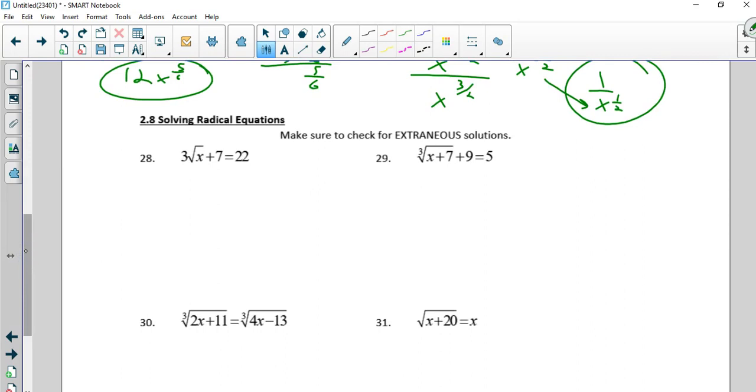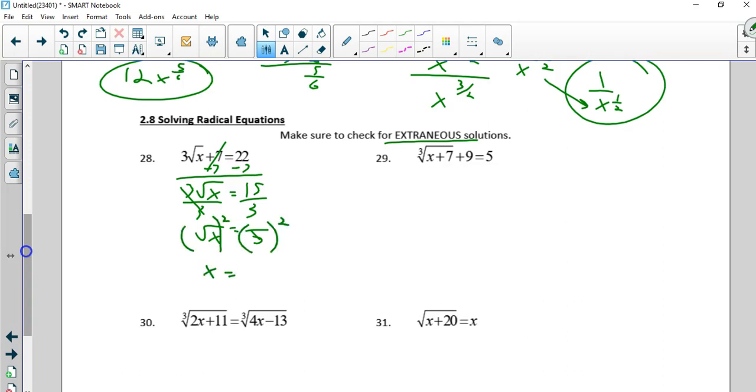28. Don't forget to check for extraneous solutions. So remember, first step is always get the radical by itself. So we're going to minus 7 on both sides. 3 radical x equals 15. Divide by 3. Can't do anything until it's by itself. Don't take it out until it's by itself. Now, we want to get rid of square root by squaring both sides. x equals 25. We plug the 25 back in here. Square root of 25 is 5. Times 3, 15 plus 7, check.